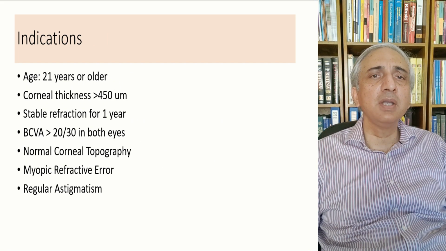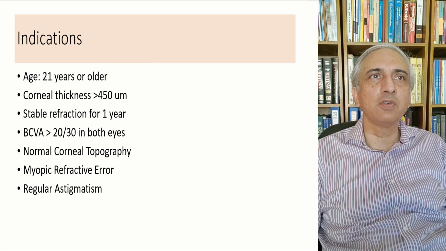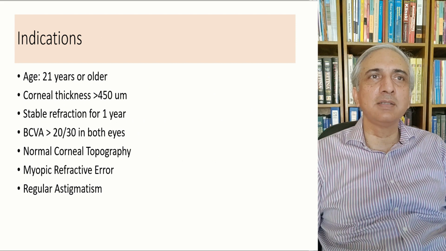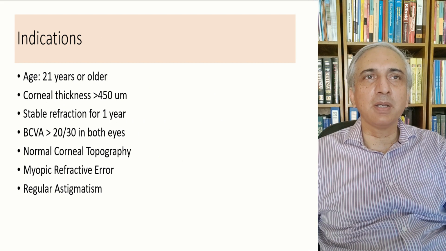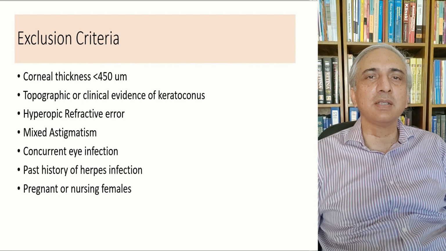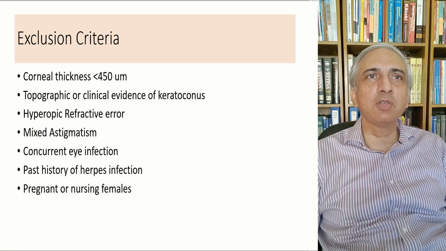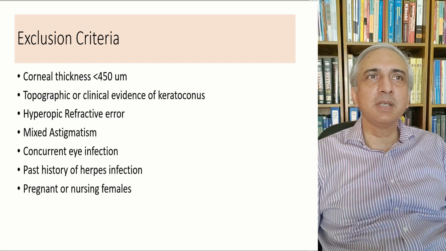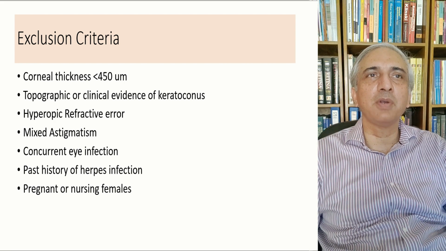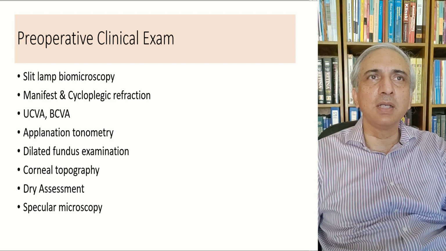Myopia. So indication for SMILE is age 21 years or older, corneal thickness more than 450 micron, stable refraction for at least 1 year, best corrected 20/30 in both eyes, normal corneal topography, myopic refractive error, and regular astigmatism. Exclusion criteria would be corneal thickness less than 450 microns, topographic or clinical evidence of keratoconus, hypermetropic refractive error, mixed astigmatism, concurrent eye infection, past history of herpes infection, and pregnant or nursing female. So the contraindication or exclusion criteria are similar to LASIK.